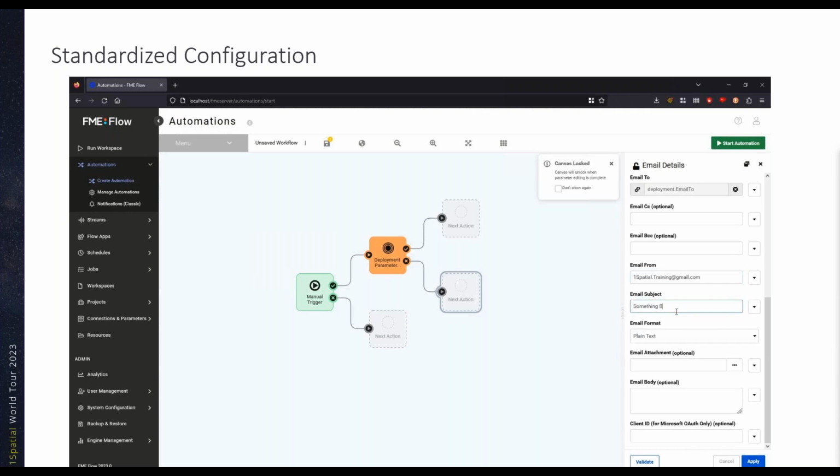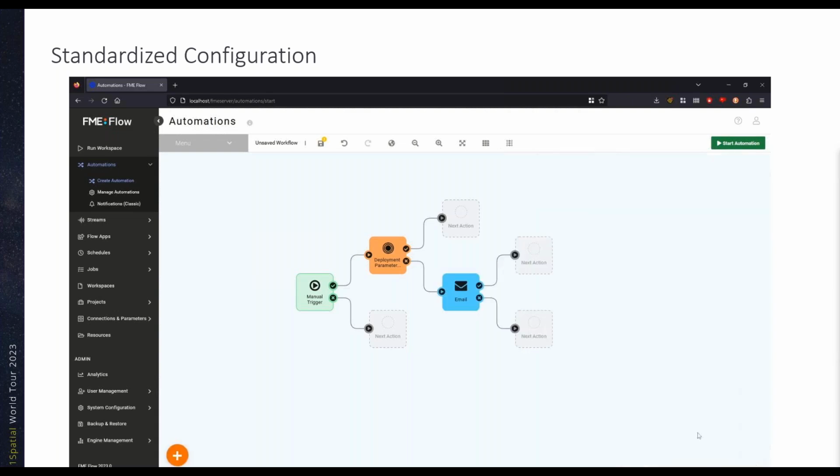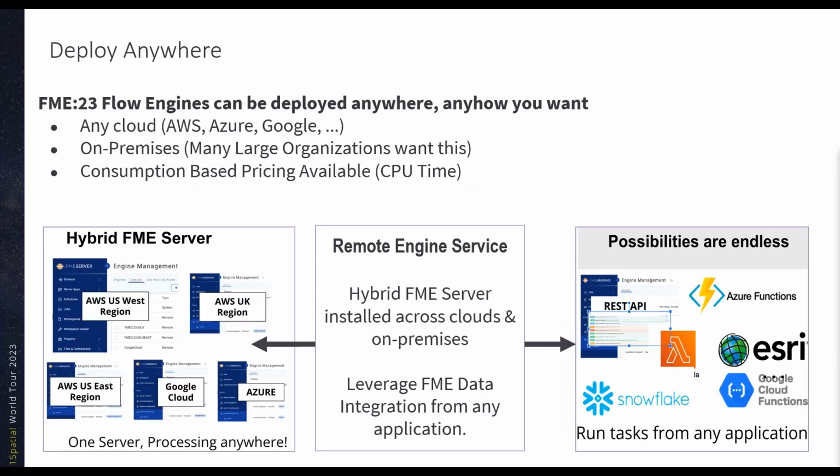So deployment parameters give us what are effectively global parameters to be used in both environments. And whenever you update it in one location, you update it for everything. So deployment everywhere.